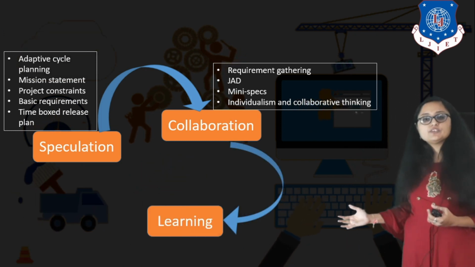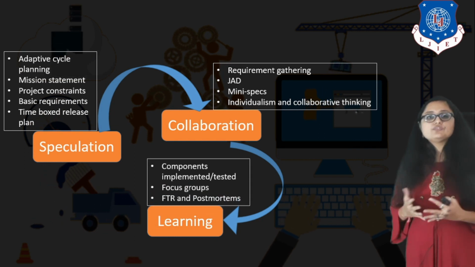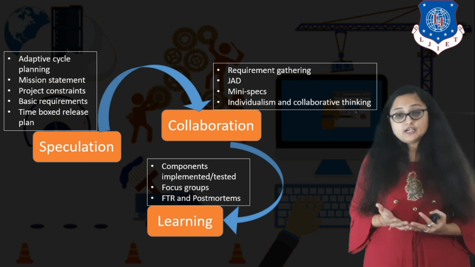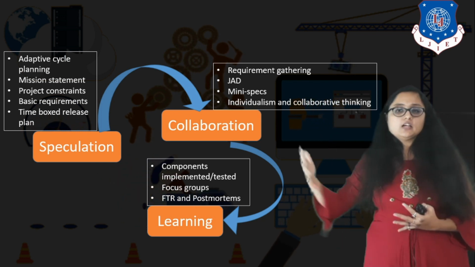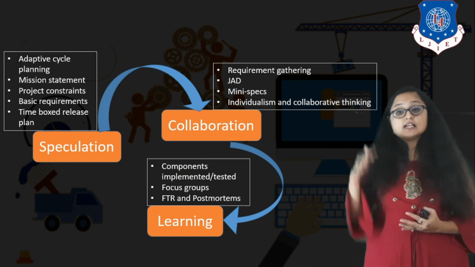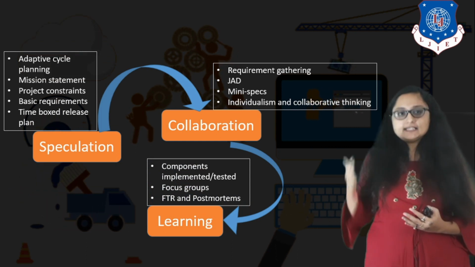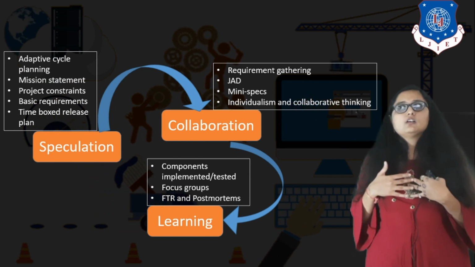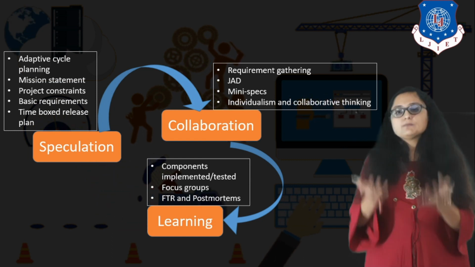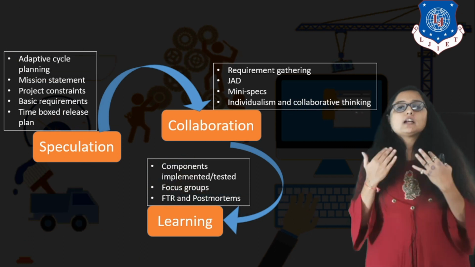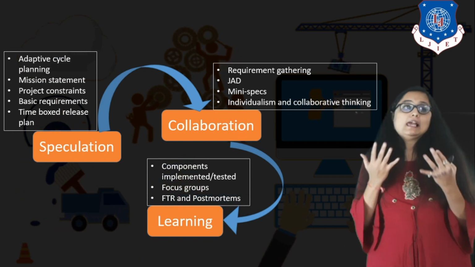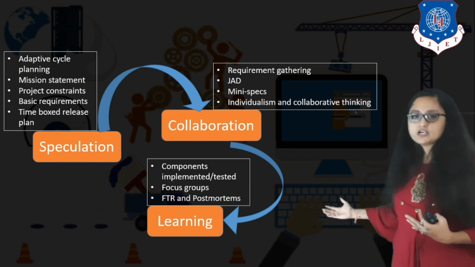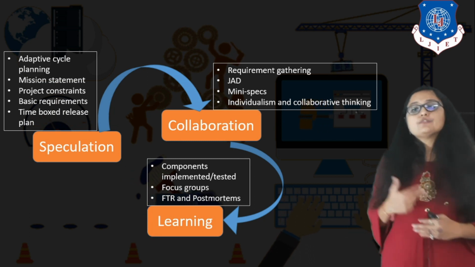After the collaboration phase is the learning phase. Now this is the phase in which you have components implemented, right? So whatever you have planned in the time-boxed planning phase, you are actually implementing and testing in the learning phase. You have a focus group, you have feedback from the customer from which you are learning continuously. You have a retrospective, you are analyzing yourself, what mistakes you are making, that is postmortem, right? Postmortem means you are reviewing yourself.